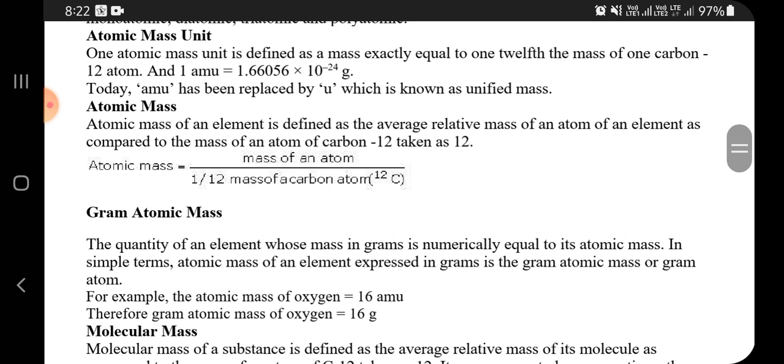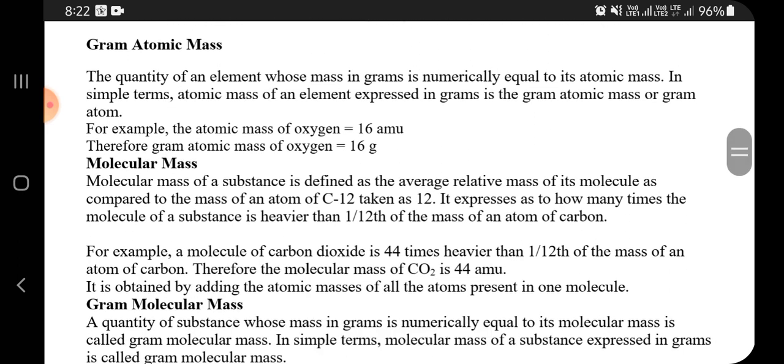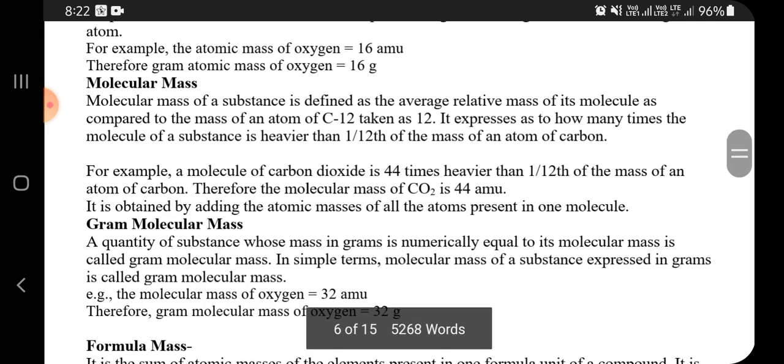Atomic mass unit. One atomic mass unit is defined as a mass exactly equal to 1/12 of the mass of one carbon-12 atom. Today, amu has been replaced by u, which is known as unified mass. Atomic mass of an element is defined as the average relative mass of an atom of the element as compared to the mass of an atom of carbon-12 taken as 12. Gram atomic mass. The quantity of an element whose mass in grams is numerically equal to its atomic mass. In simple terms, the atomic mass of an element expressed in grams is the gram atomic mass or gram atom.